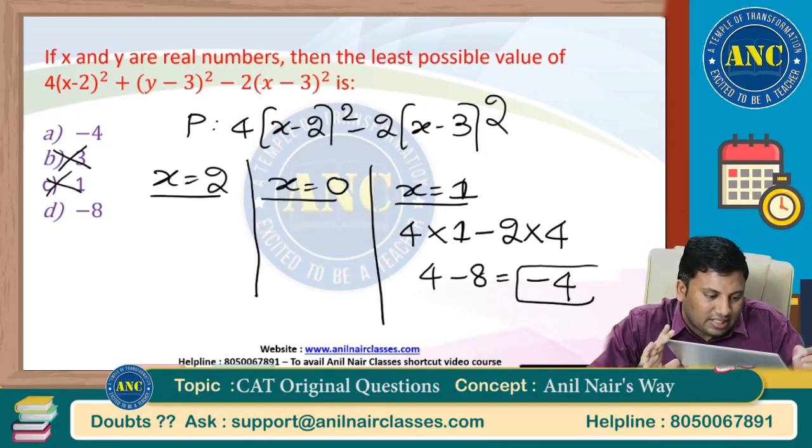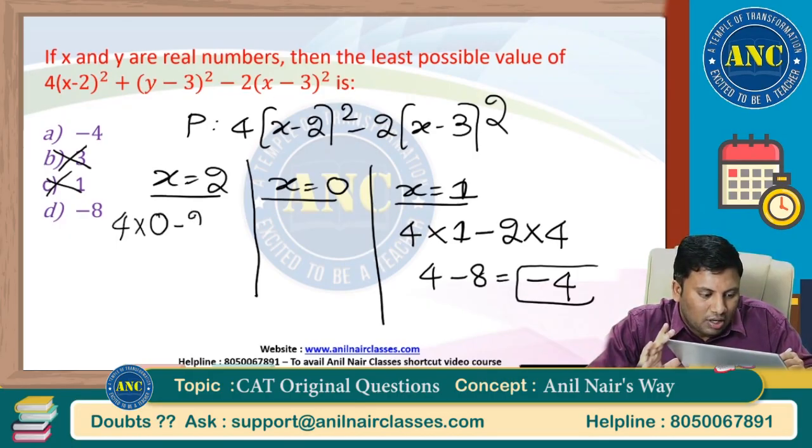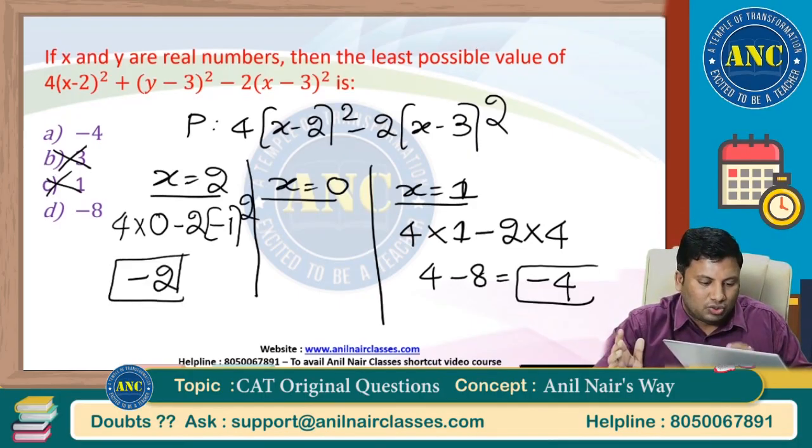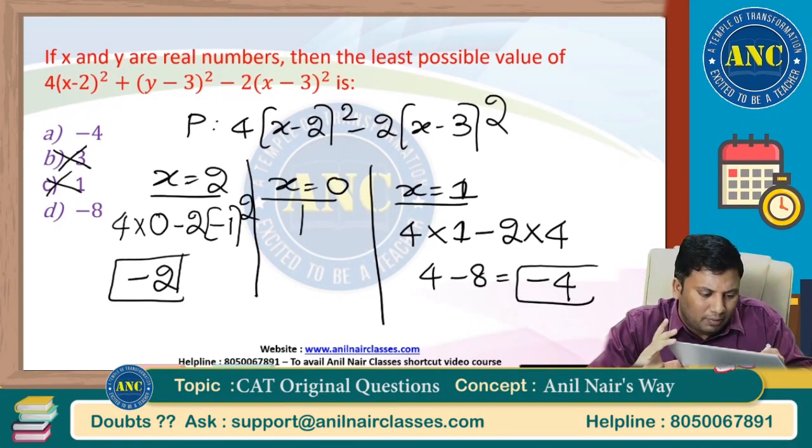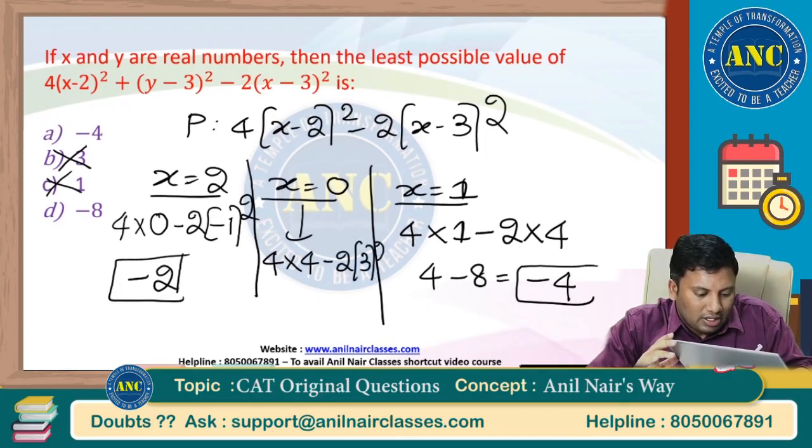If I put x equivalent to 2, 4 into 2 minus 2, it is 0. Minus 2 into 2 minus 3, it is minus 1 square, which is nothing but minus 2. If I get the value of 0, I will be able to conclude 4 into 0 minus 2, it is 4 minus 2 into 3 square. So this is nothing but 16 minus 18, which is nothing but minus 2.